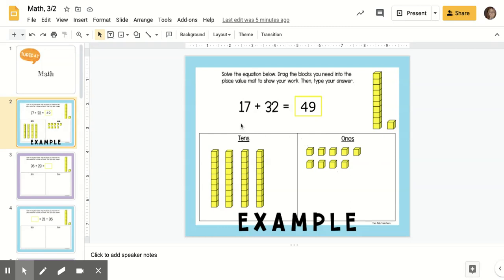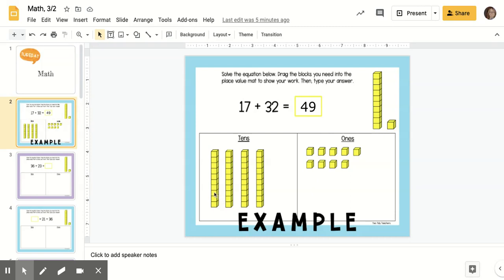Then they took a look at the tens. There was 1 ten over here on this addend. So they dragged a 10 rod or a 10 base block over here. And then they looked at the second addend. There was 3 tens. So they dragged in 3 10 base blocks here. So for a total of 1, 2, 3, 4. So they have 4 tens and they have 9 ones.